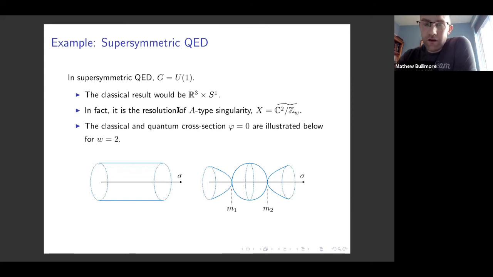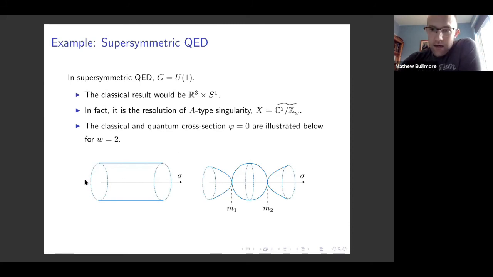Okay. So good. Just to illustrate what these quantum corrections are doing, let me draw a picture of the classical and the quantum corrected Coulomb branch in this example. So that I can draw it in a simple way, let me do two things. First, focus on the case when W is 2. So this is super QED with 2 flavors. And let me just focus on a real two-dimensional section where I set phi to 0.